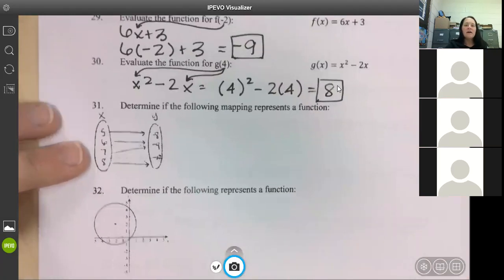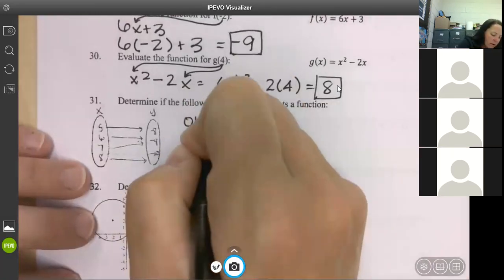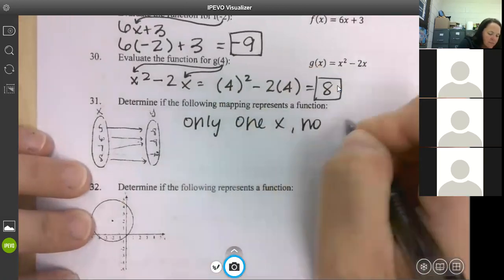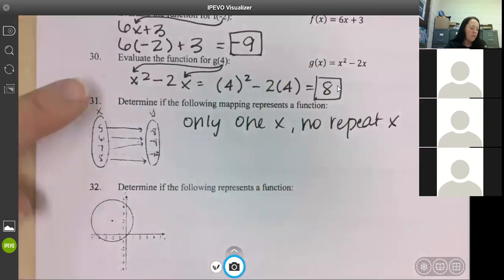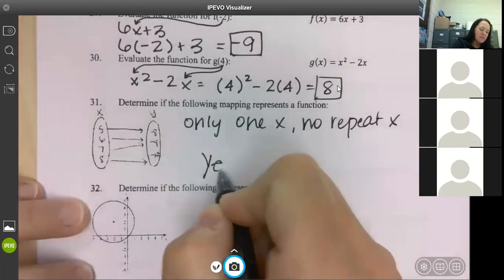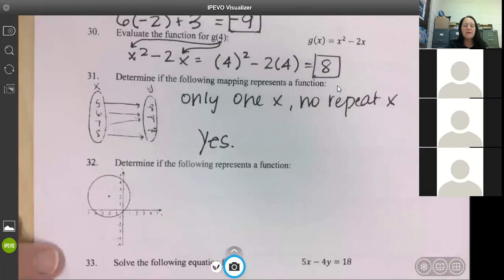Is this a function? Remember, a function can only have one x, no repeat x. Okay, so if we look at this, we have 5, -8. It doesn't point to anything else. Function. Yeah, we have 6, -9, 7, -9, 8, -10. So this is just a yes, no. Yes, it is a function because there's no repeat x's.